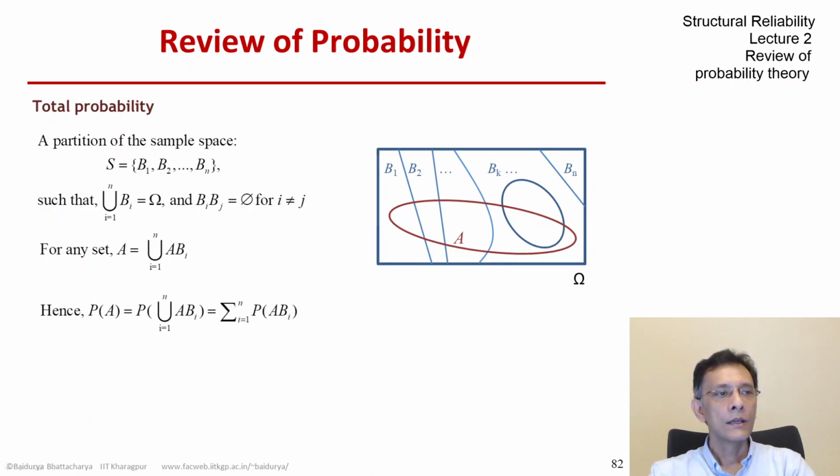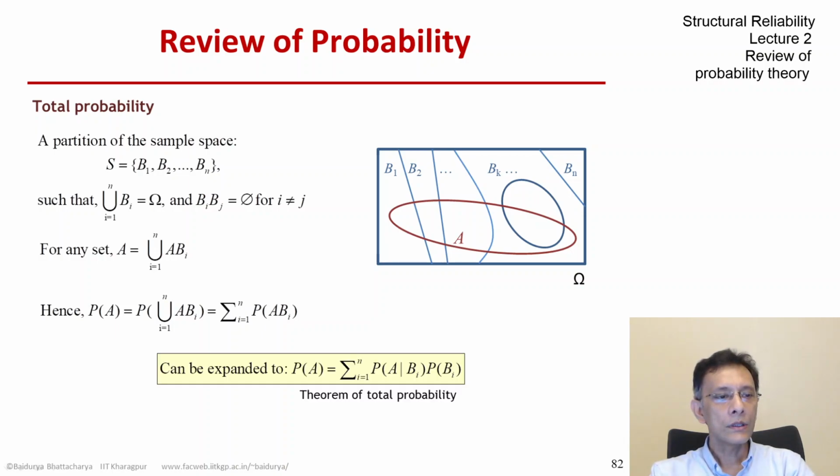And because these intersections are disjoint, I can conveniently express the probability of A as the sum of all the intersection probabilities. Now this I can expand. I can expand each of the joint probabilities A, Bi using the conditional. So P of A, Bi is P of A given Bi times P of Bi. So this is a more familiar expression of the theorem of total probability.